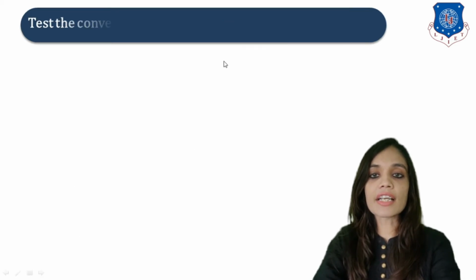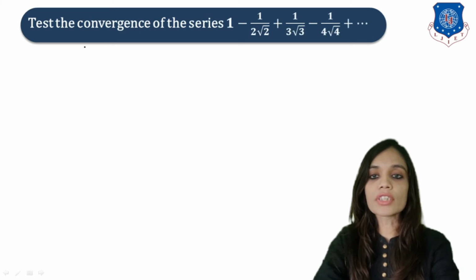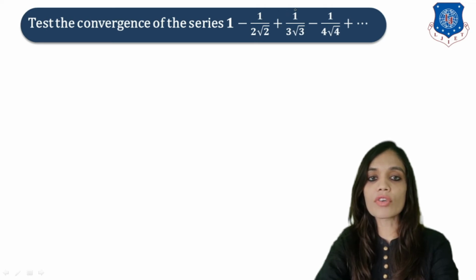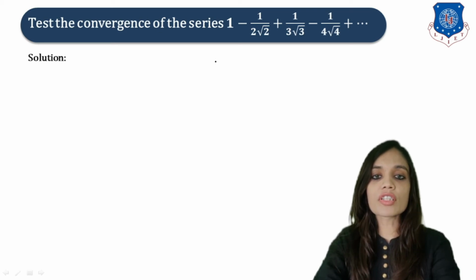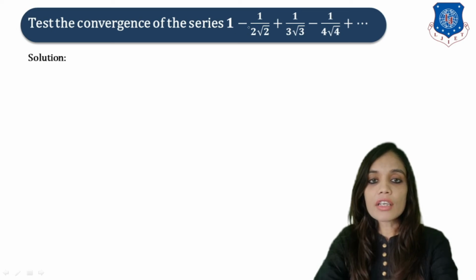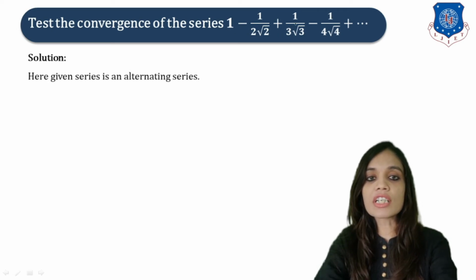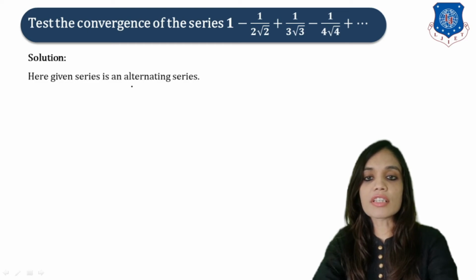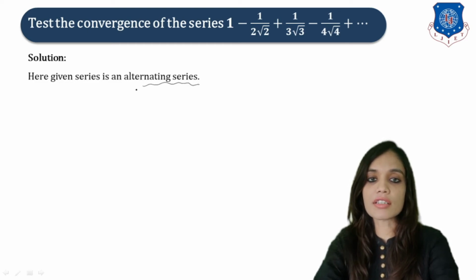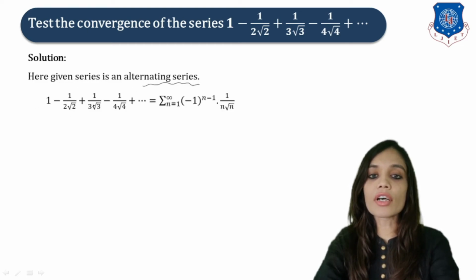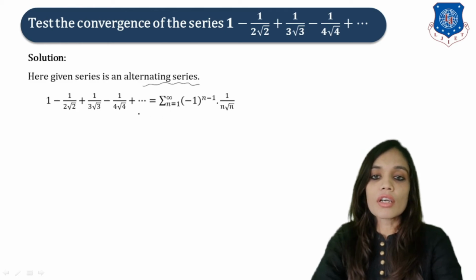Okay. Next, let us solve one more example. Here we have to test the convergence of the series 1 minus 1 upon 2 root 2 plus 1 upon 3 root 3 and so on. So here too we will firstly find our nth term un. But before that, here you can see alternate positive and negative terms. Therefore our given series is an alternating series.